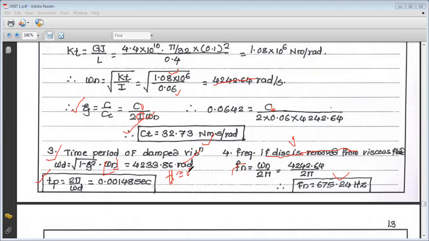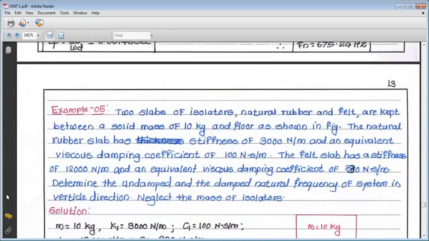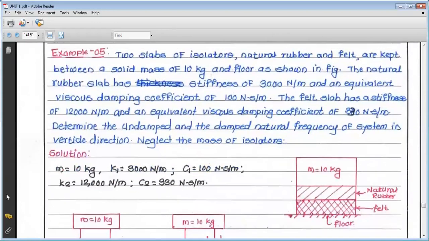So this is about the torsional vibration problem. There is another problem, the third problem, the last fifth problem. Now consider the problem statement. So let us start with our problem statement.